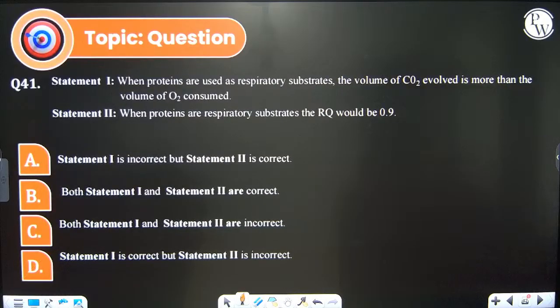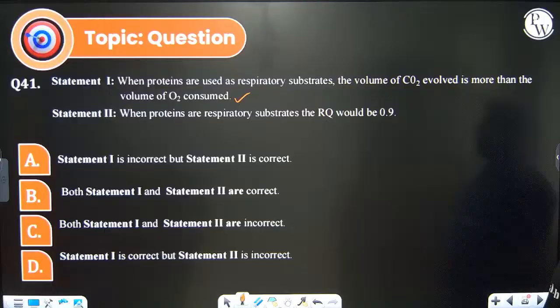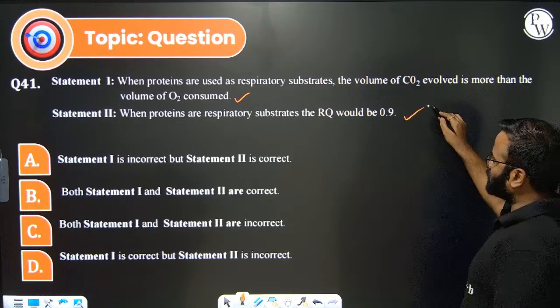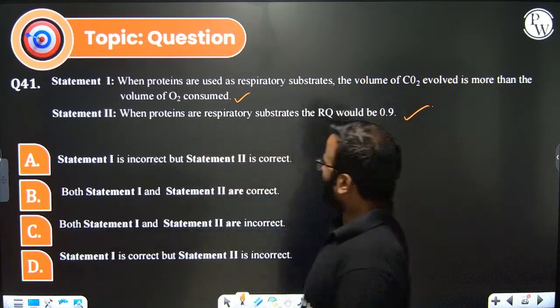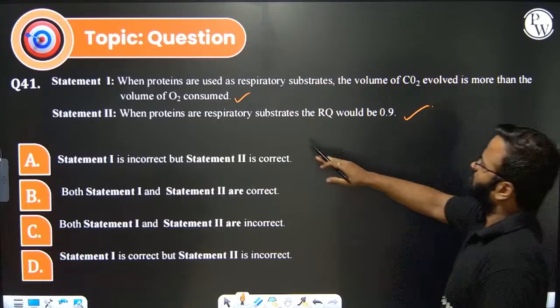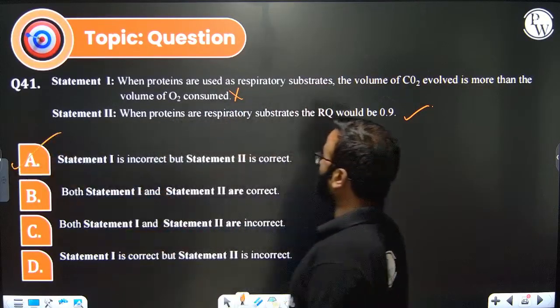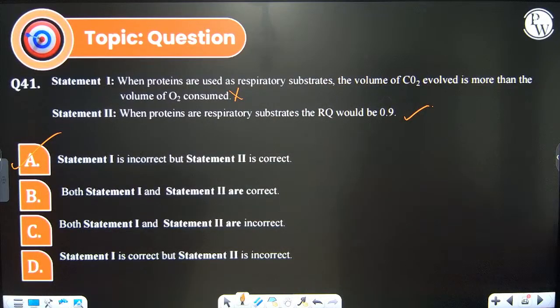Let's see the next question. When proteins are used as respiratory substrate, the volume of CO2 evolved is more than the volume of the O2 consumed. That's the reason why their RQ is less than 1. When proteins are respiratory substrate, the RQ will be 0.9, which is true. The volume of CO2 statement is wrong, right? Statement 1 is incorrect. Statement 2 is correct.